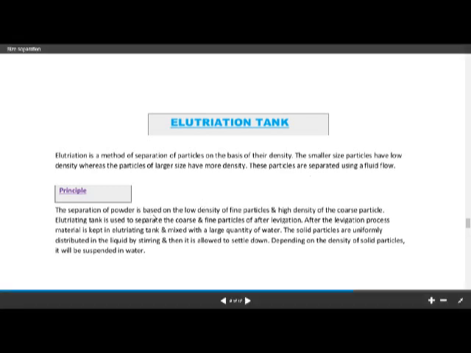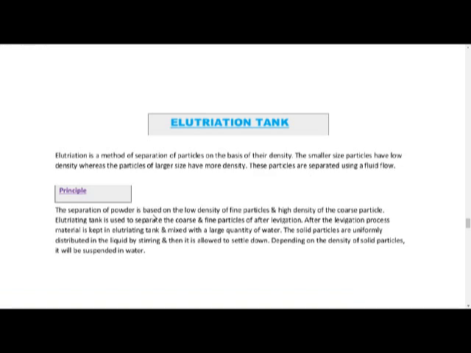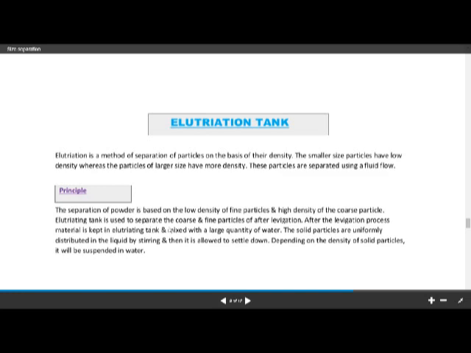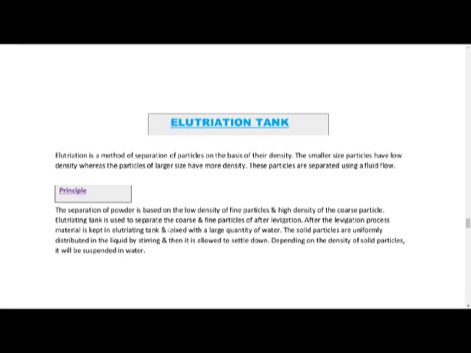The separation of powder is based on the low density of the fine powders and high density of the coarse particles. So on this basis, the separation of the particles is done. The elutriating tank is used to separate the coarse and fine particles after levigation. First of all, the particles are levigated. Levigated means they are mixed with liquid.